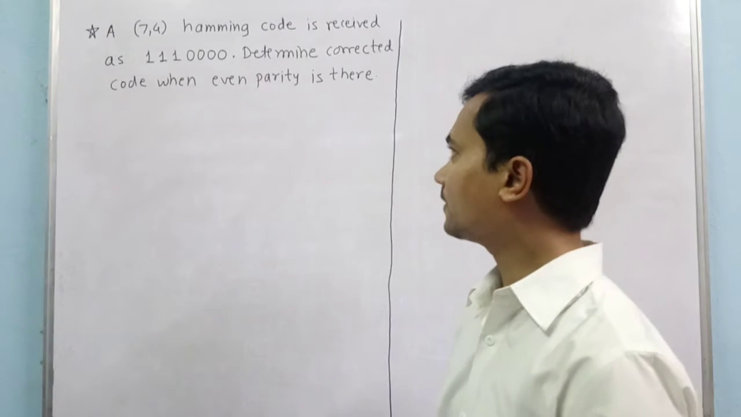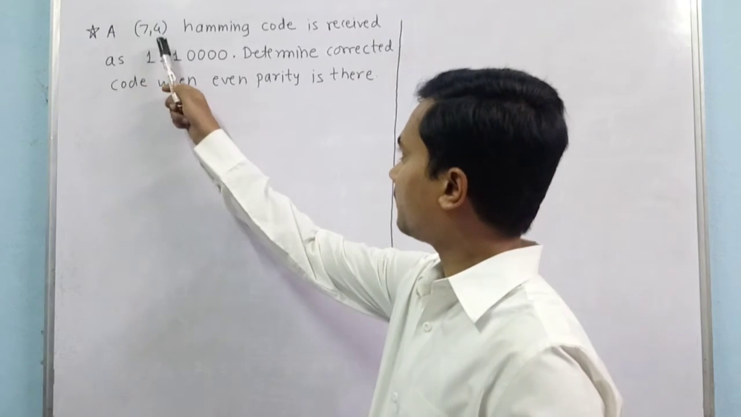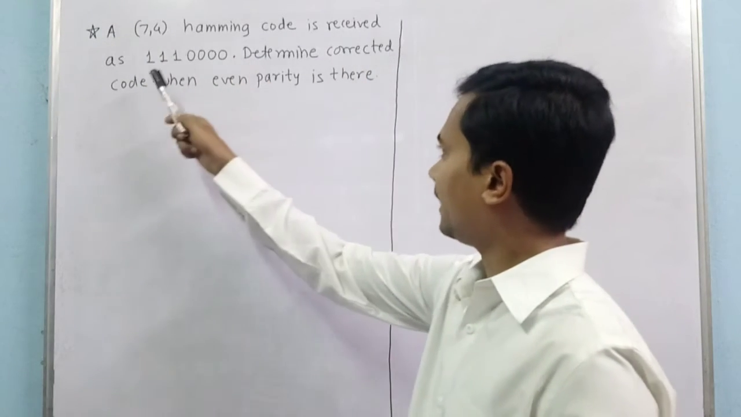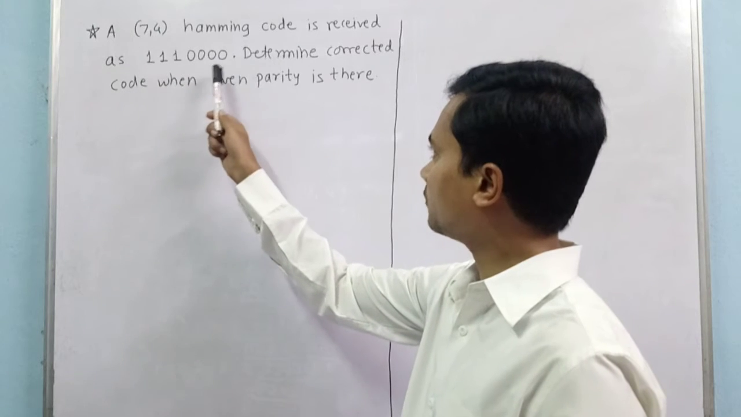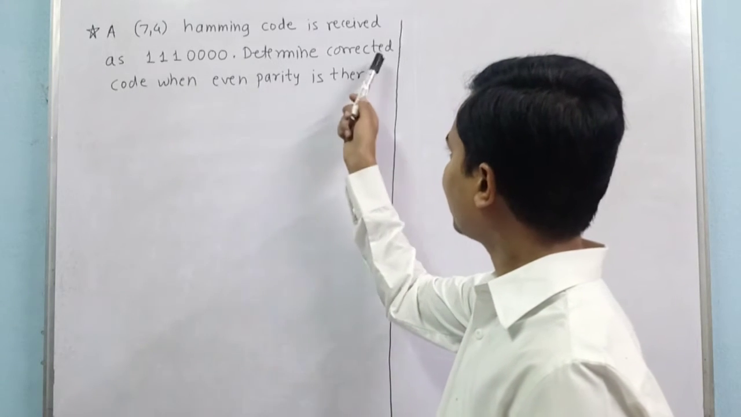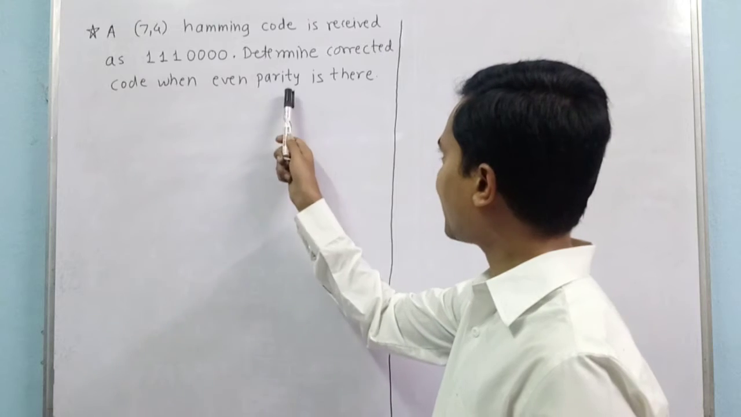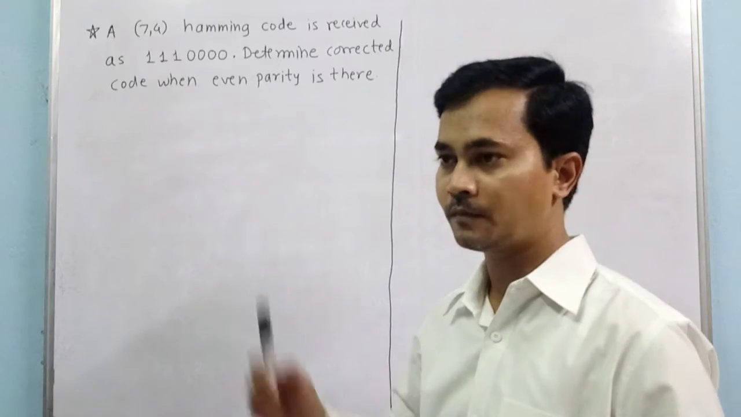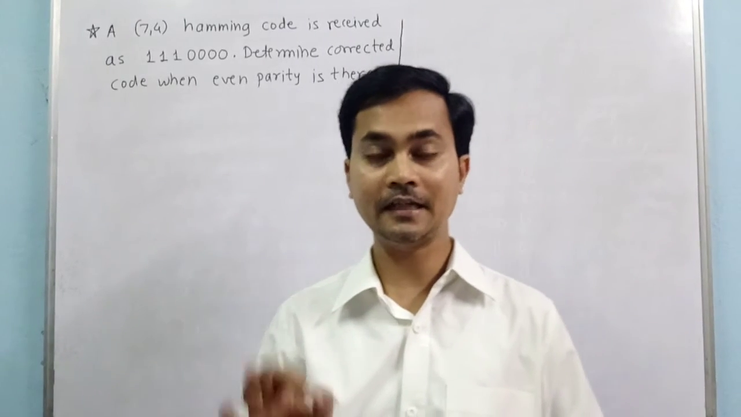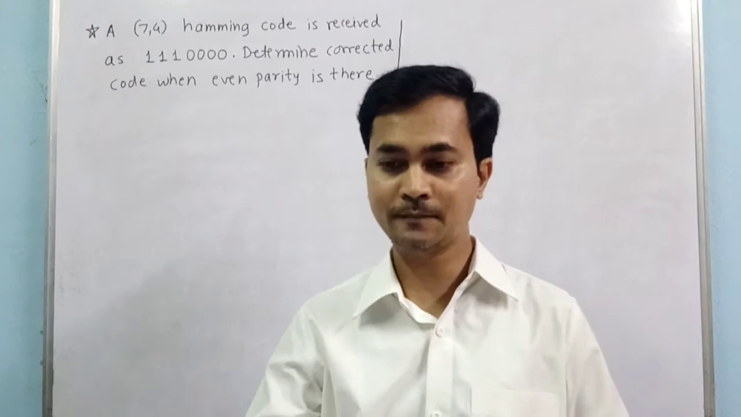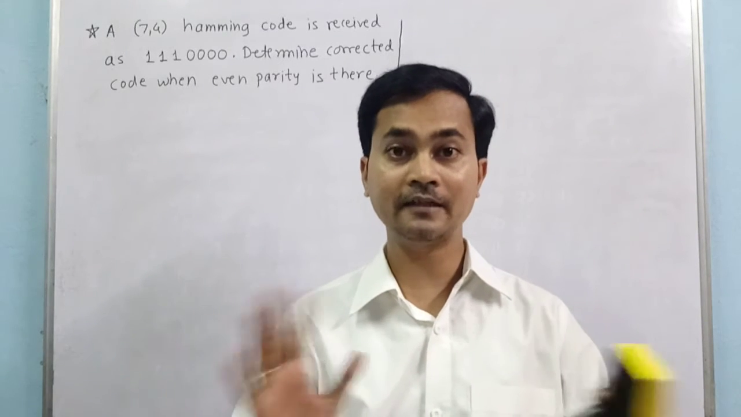Okay, so let us see the example. A 7,4 Hamming code is received as 1110000. Determine the corrected code when even parity is there. In this problem they have mentioned that it is even parity. That means both transmitter and receiver are working on even parity.